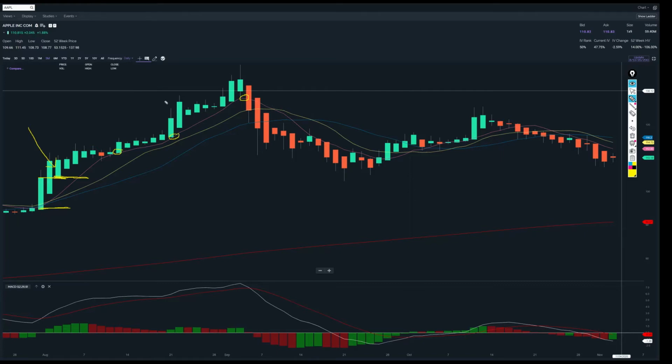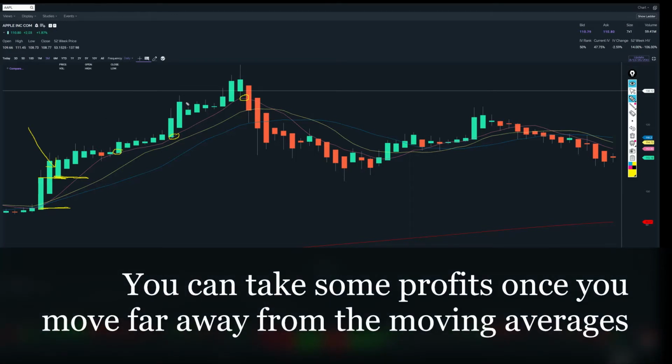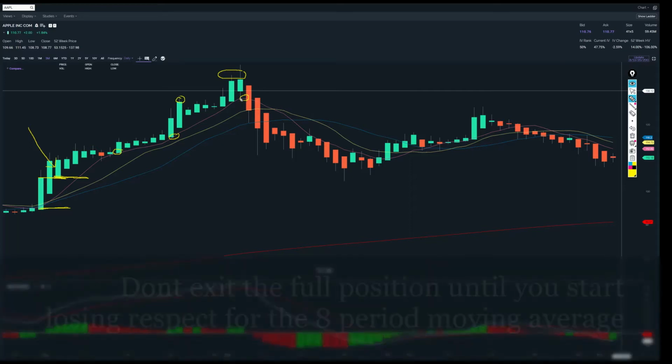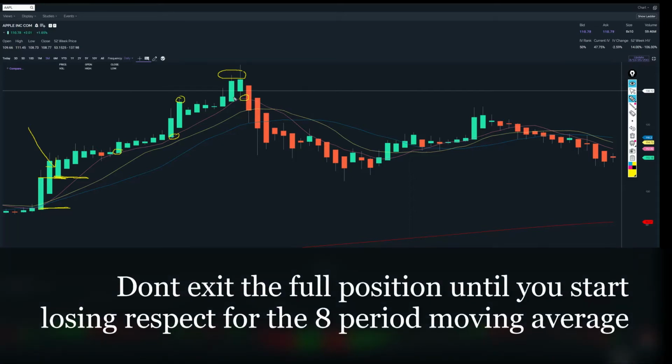As far as taking profits, you take profits once you extend far away from your moving average. I would advise you not to take it until you start losing respect for the moving average, like right here. But you can take profits at these points here, the top area here. Any of those locations will be good profit points. But you don't want to get out of the trade until you start losing respect for that moving average. That is a great trade for Apple.